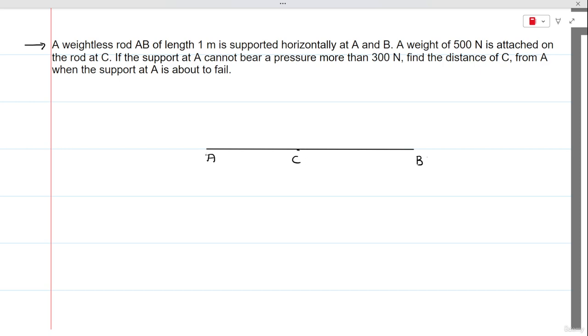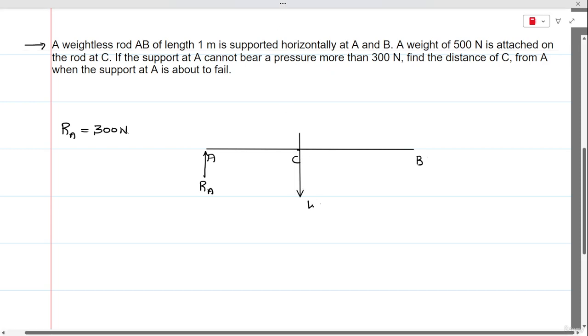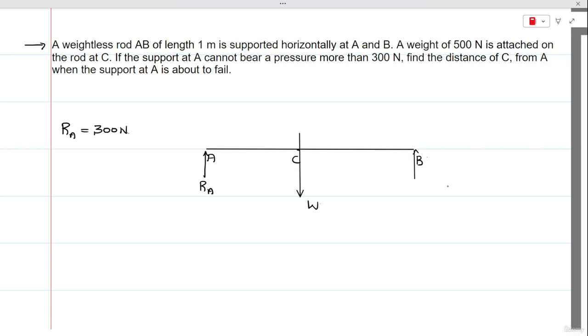And the force at A is limited to 300 newtons. Let's call this RA. So RA is limited to only 300 newtons. Find the distance of C from A when the support at A is about to fail. So the weight will be passing through point C, and there is one more support at point B.